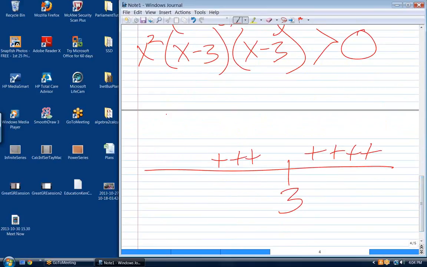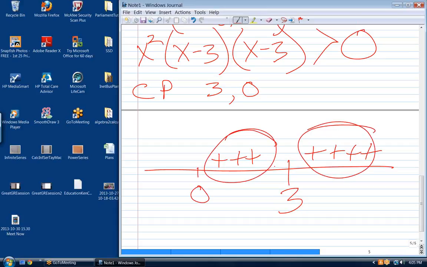What are our critical numbers now? Positive 3 and positive 3. And do you have 0? Do we have to include x squared? We have to allow for that to be 0. So 0 becomes a critical number now. Okay? So we've already determined that that's positive and that's positive.